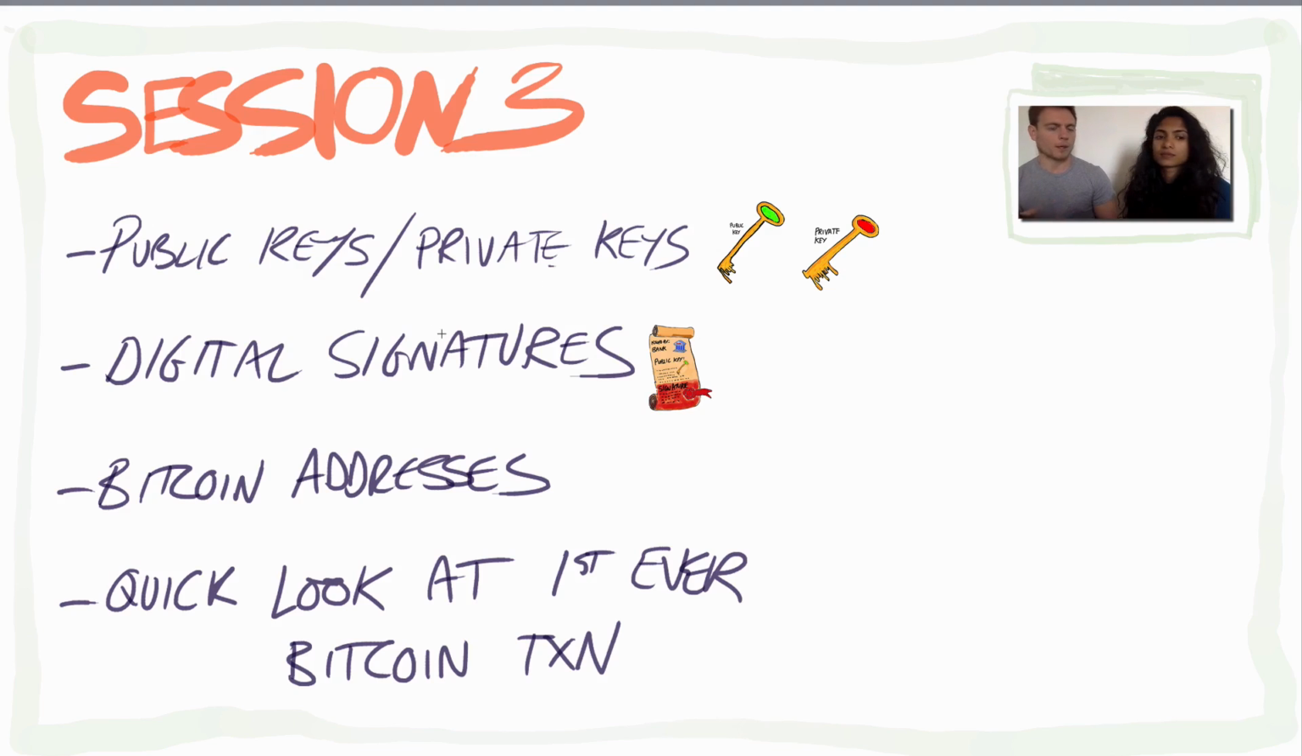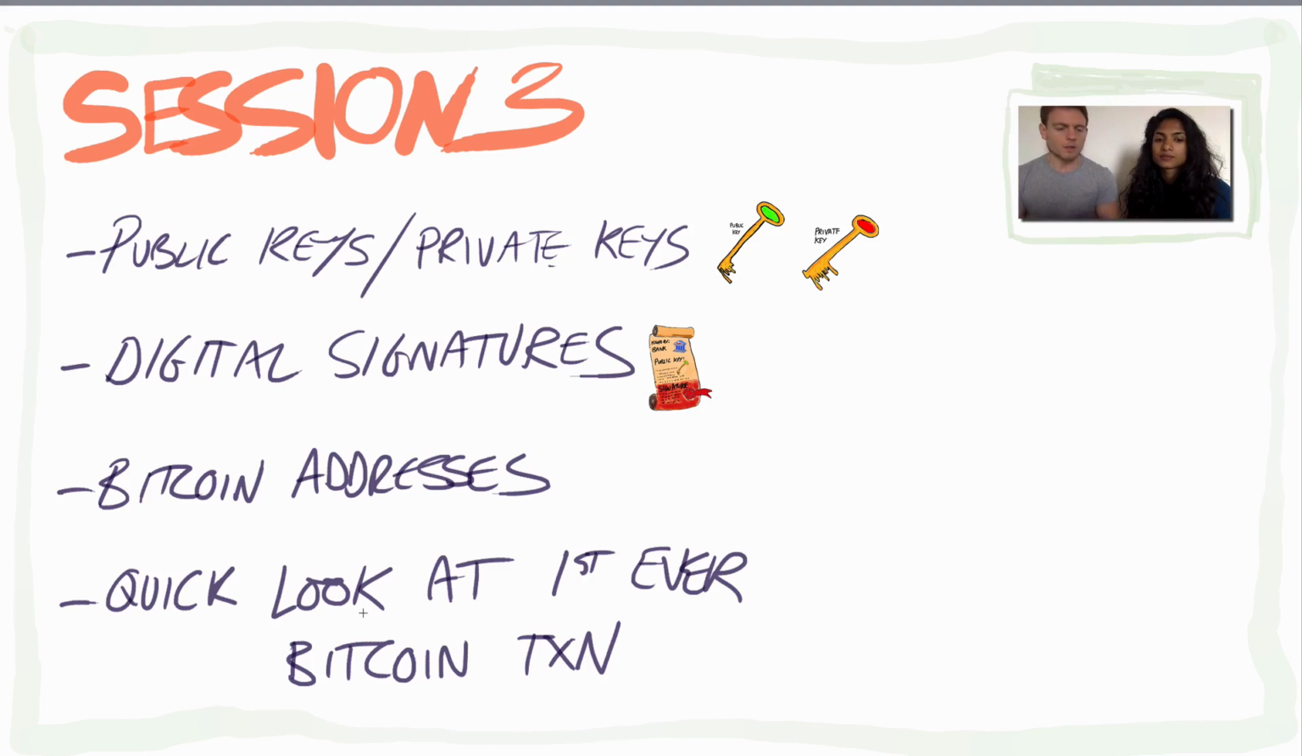Then we'll talk about Bitcoin addresses a little bit, just to give a flavor of what a Bitcoin address looks like, and then we'll look at the first ever Bitcoin transaction on the website blockchain.info, remember that one, just to give you a flavor. But the main emphasis is going to be on public and private keys, basically getting a solid understanding of how that works.